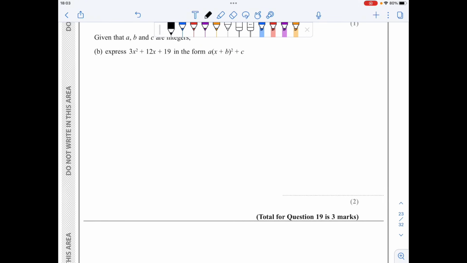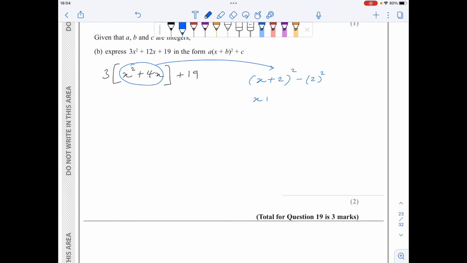In part B, I'll need to complete the square. I'll start by taking 3 as a common factor. So I get x squared plus 4x, and then plus 19 outside the square bracket. Then I'm going to take this expression, come to the side and complete the square. So x plus half of 4 is 2, square, minus 2 squared. So x plus 2 squared minus 4. That's my completing the square part.